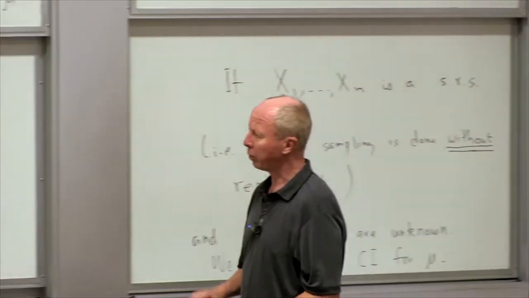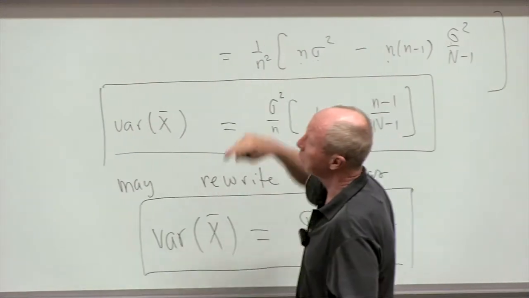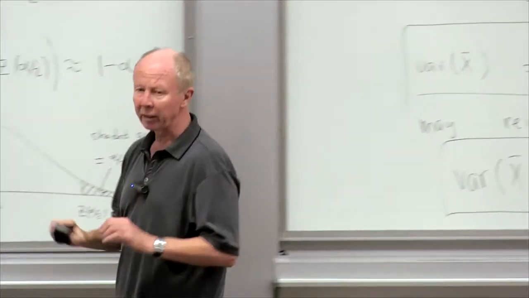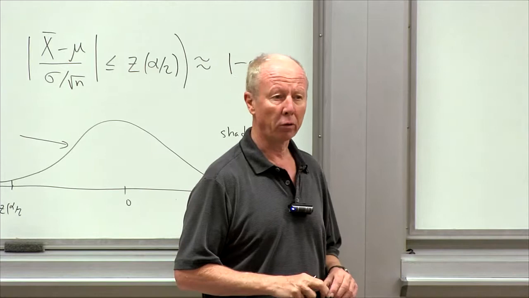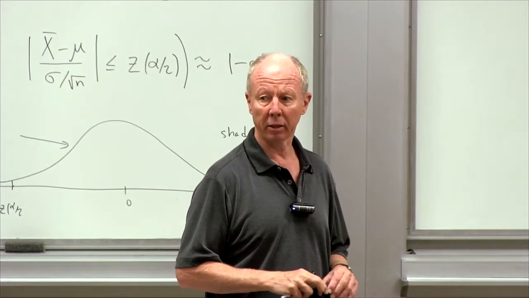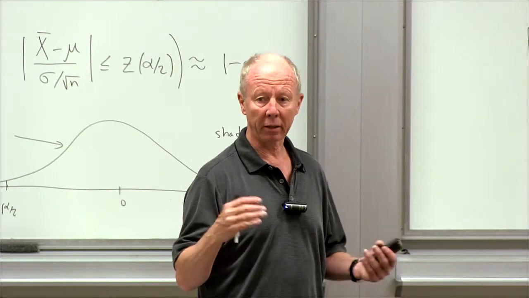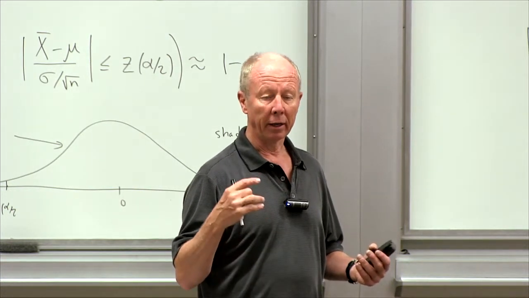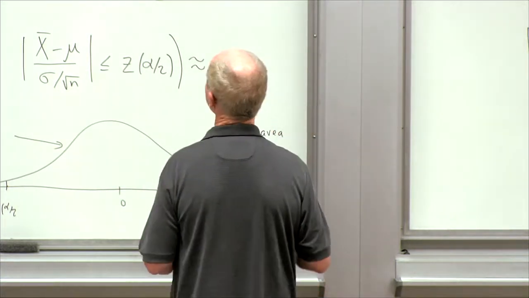Well, if the population is large, the dependence between xi and xj is very small. Remember, covariance of xi, xj is minus sigma squared over capital N minus 1. If capital N is very big, that dependence is very small. And there are versions of the central limit theorem that still hold. So the central limit theorem will still hold.